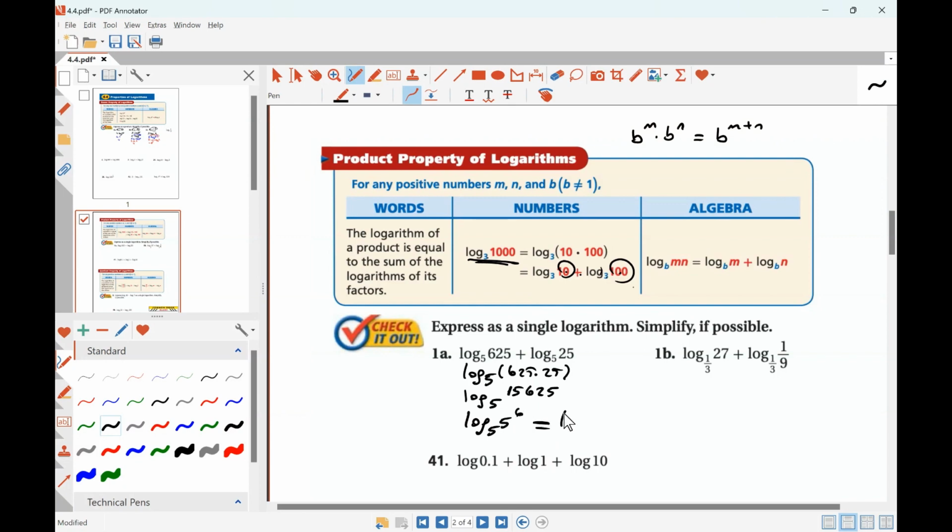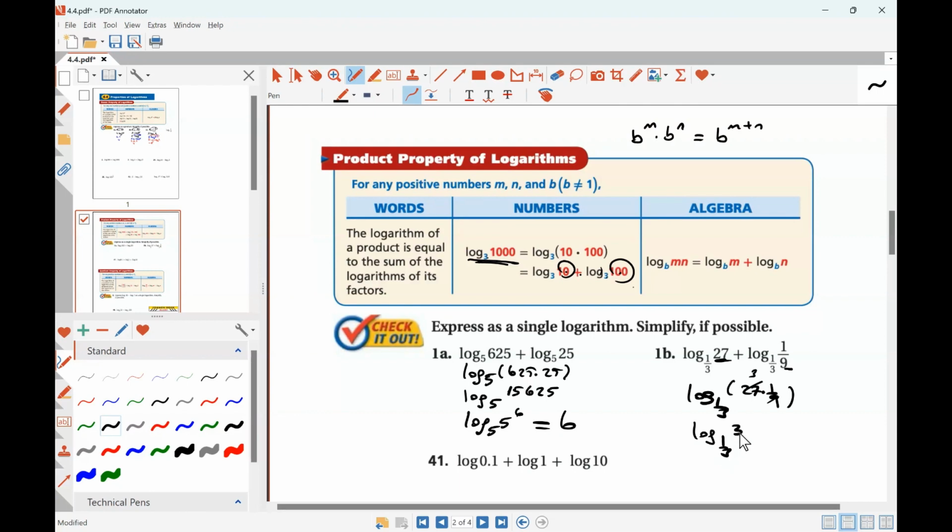So this becomes 6. The second one, 1 over 3 is the base. 1 over 3 is the base for the second logarithm. So I can keep the base as 1 over 3 and multiply the numbers. It's 27 multiplied by 1 over 9. I can do simplification here. 27 divided by 9 is 3. So log base 1 over 3 of 3.